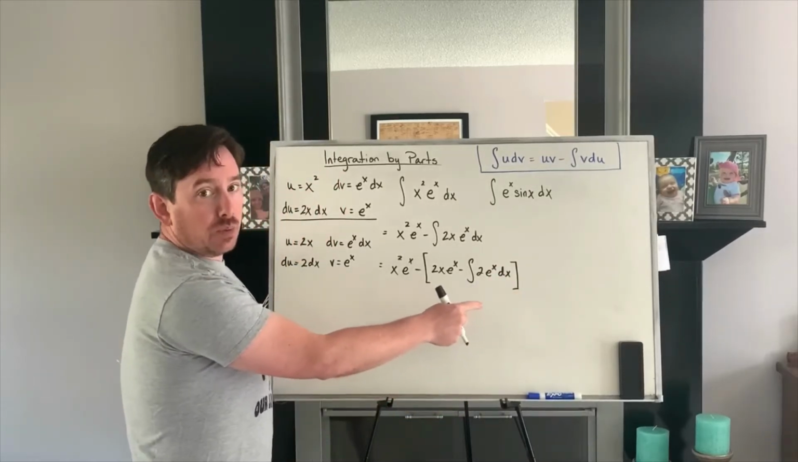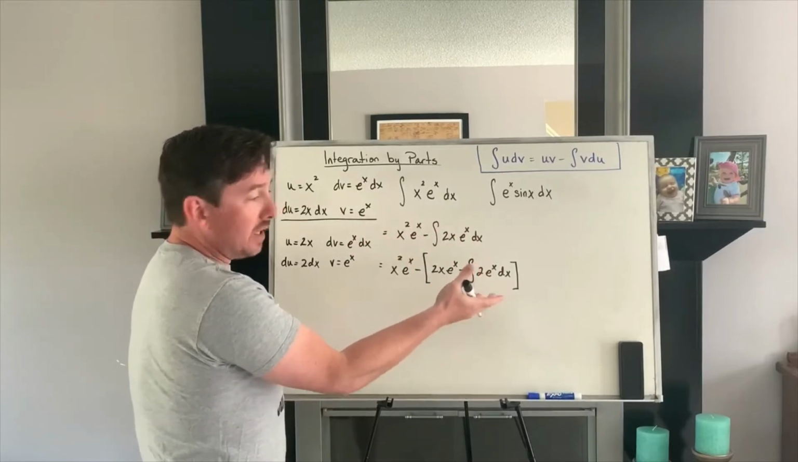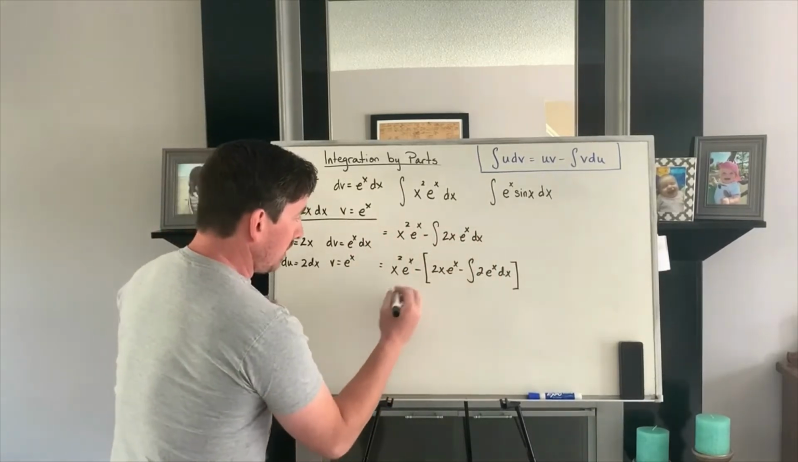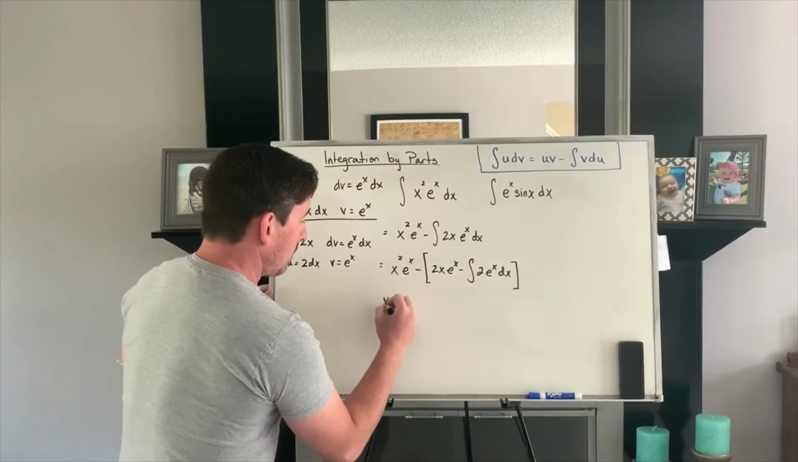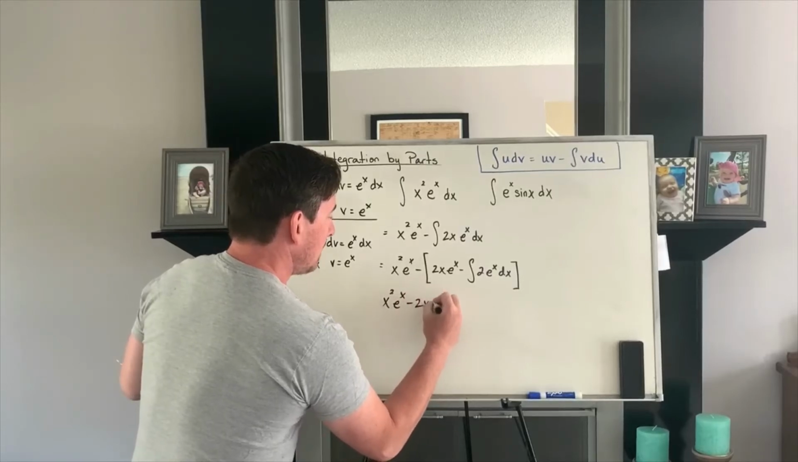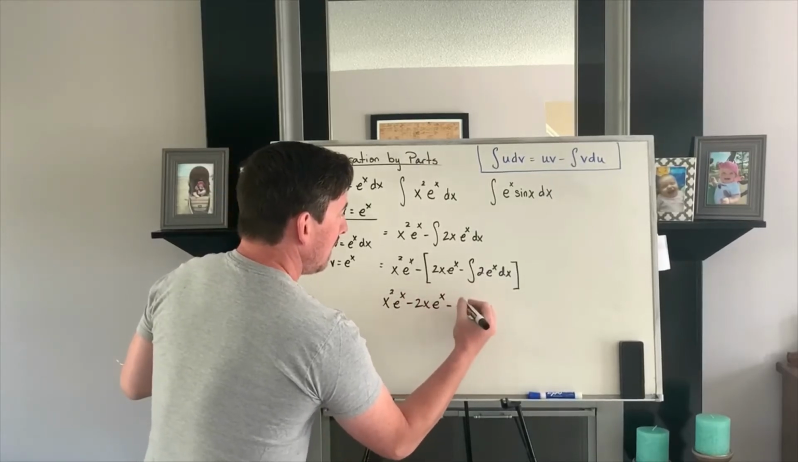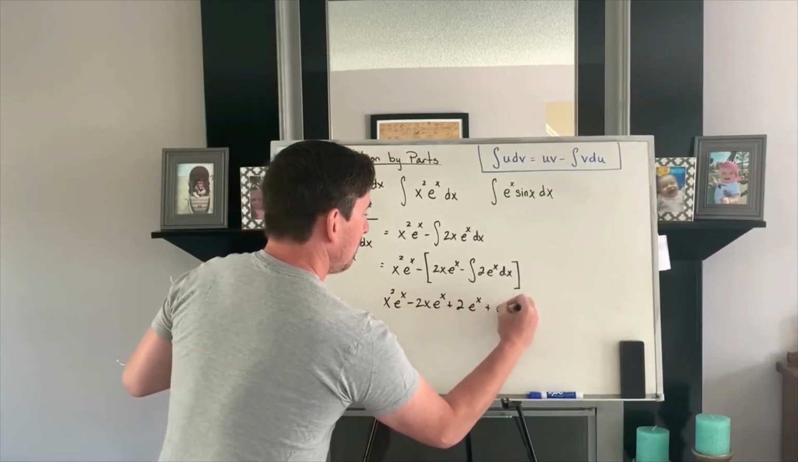Now that's an integral that we can do. I mean, you can just imagine factoring the 2 out, the integral of e to the x is e to the x. So we're done. Let's just distribute the negative, integrate the e to the x, and then we're done. So we've got x squared e to the x minus 2x e to the x plus 2 e to the x plus c.